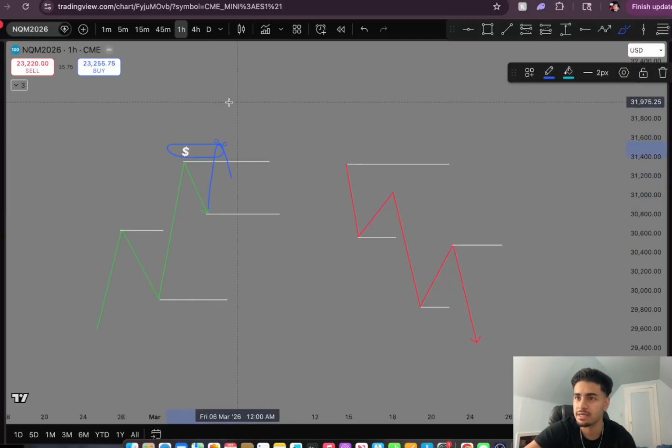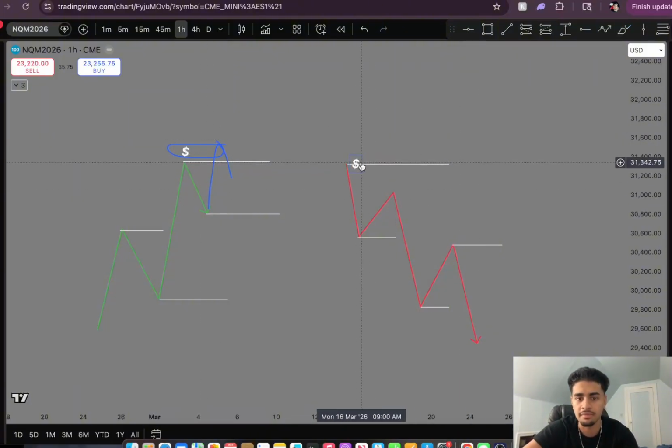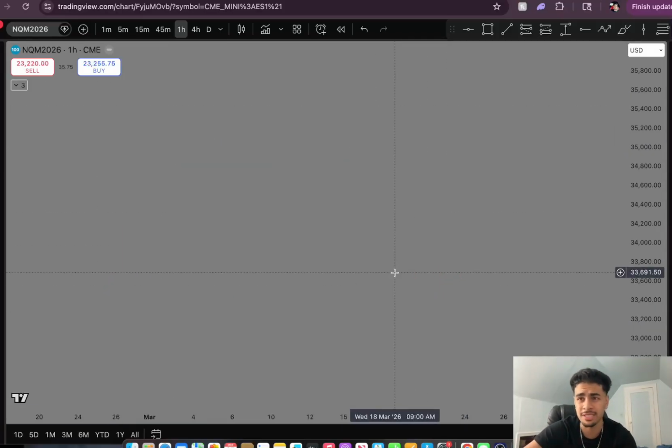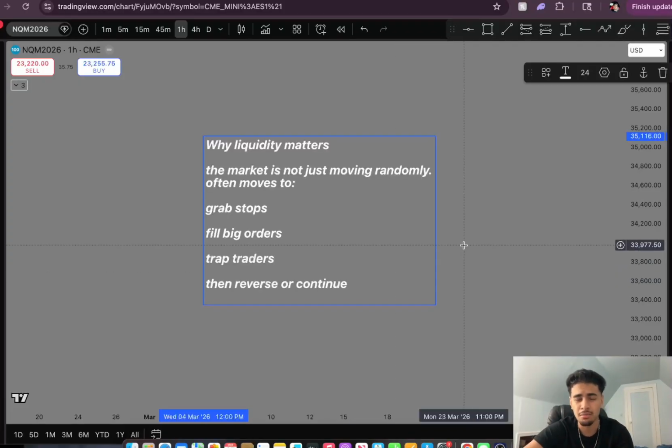These are basically retail stop losses that market makers take out. So think about all these highs and lows as money being taken. Don't worry guys, I'm going to show you a bunch of examples and my favorite draws on liquidity. But before that, why does liquidity matter? The market is just not moving randomly. It often moves to either grab stops, fill big orders, trap traders, or reverse or continue.